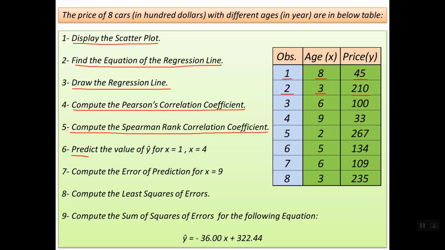Then we are asked to predict the value of y for both x equal 1 and x equal 4. Then to compute the error of prediction for x equal 9. Then to compute the least square of the errors. And then to compute the sum of squares of error, SSE, but for an equation not the same as the regression line: y hat equals minus 36 multiplied by x plus 322.44.